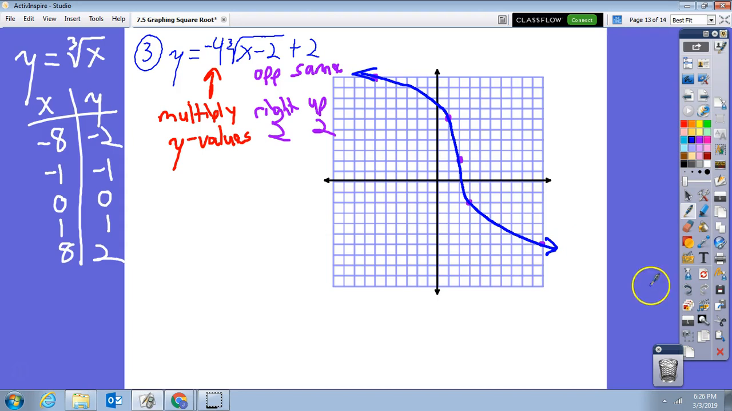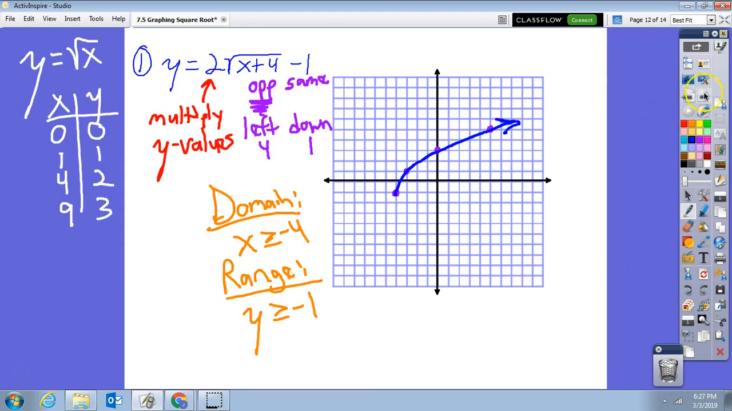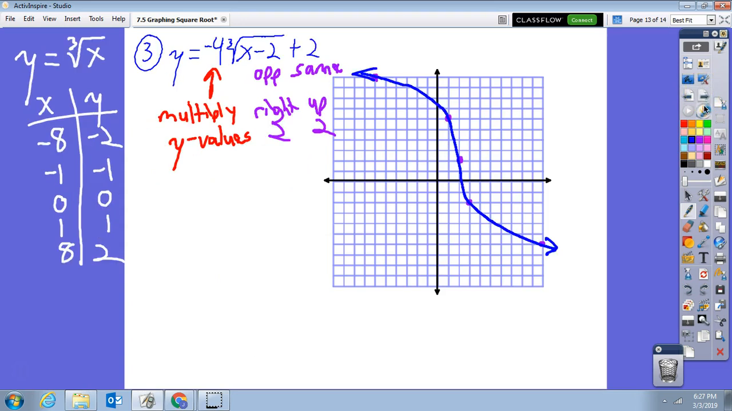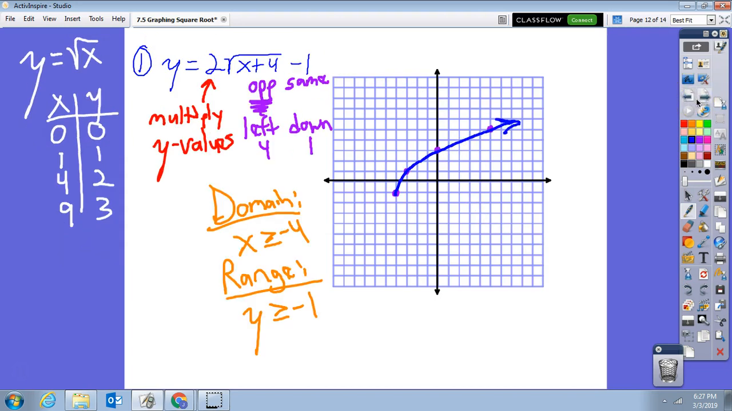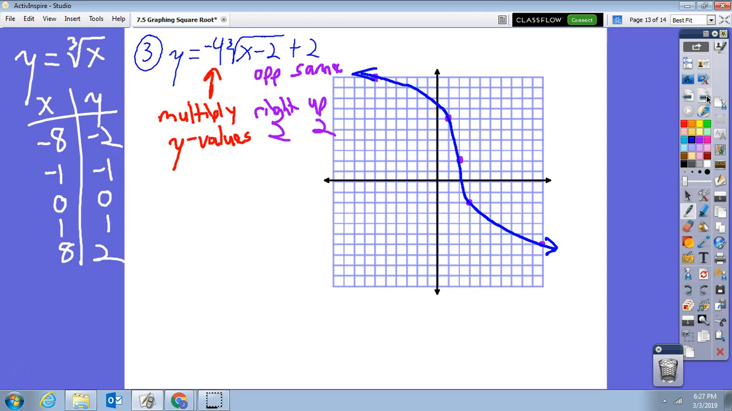So that's a quick little review of graphing square roots and cube roots. You need to memorize those parent function points, multiply the y values by the number in front to stretch it or compress it or flip it, and then you need to move it opposite same with the numbers that are inside the radical and out, adding and subtracting.